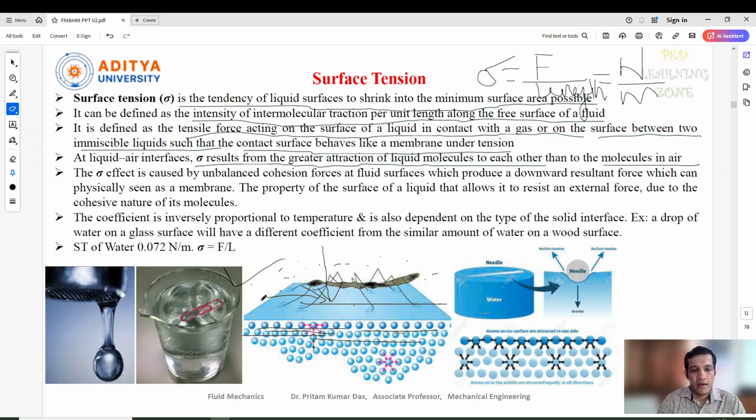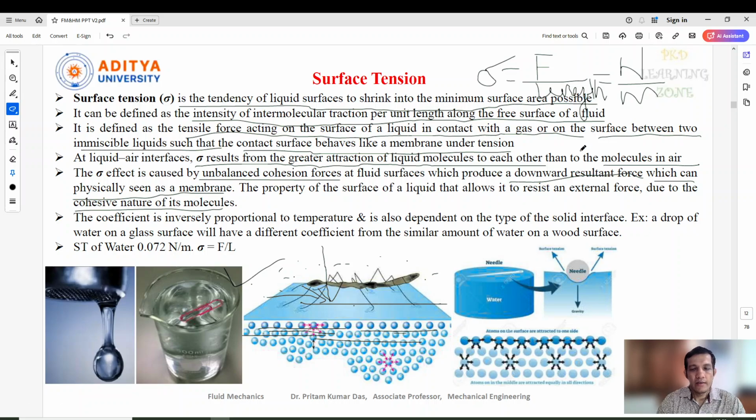This surface tension effect is caused by the unbalanced cohesion forces at the liquid surface, which produce a downward resultant force, which can be physically seen as a membrane. I'll tell you about this unbalanced cohesive force, we'll discuss that. And it is the property of the surface of a liquid that allows it to resist an external force due to the cohesive nature of its molecules. The same points I have told you.